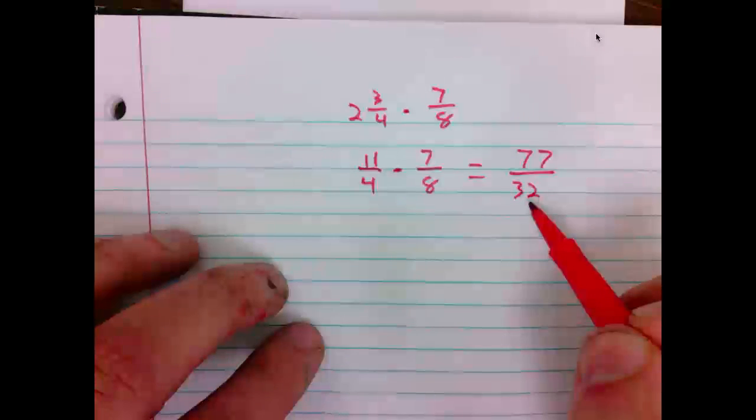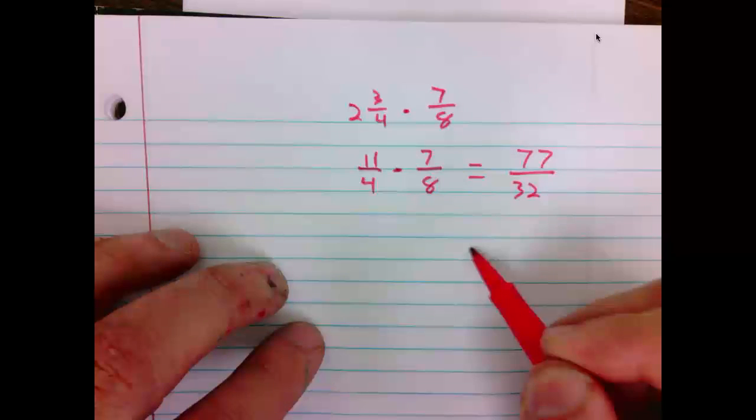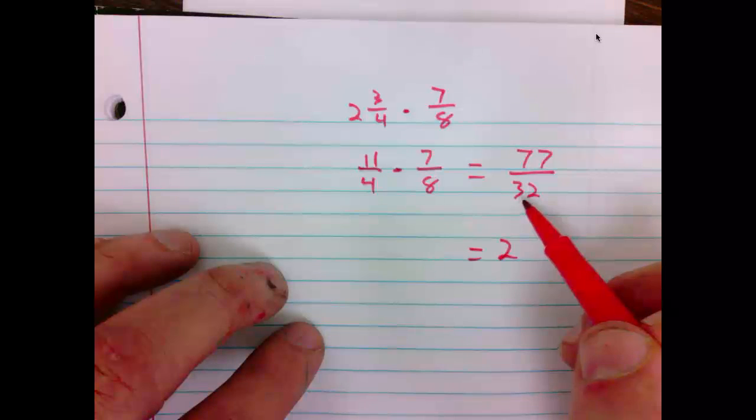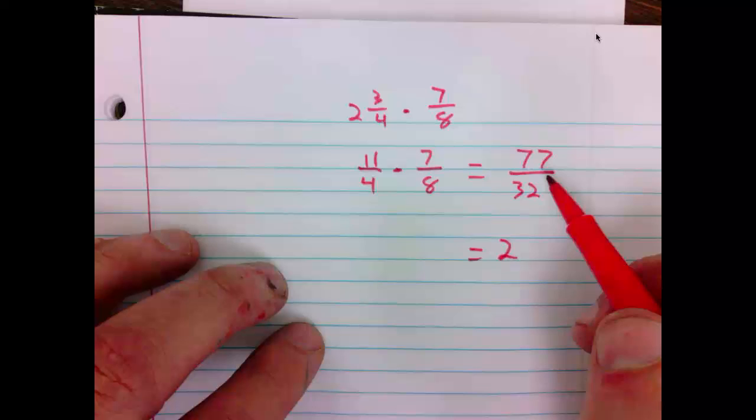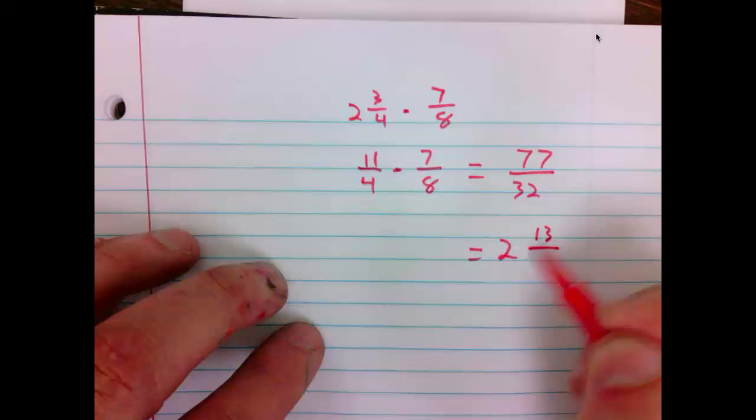Now we can reduce or simplify this. 32 will go into 77 2 whole times. 2 times 32 is 64. 77 minus 64 is 13. So it is 2 and 13 over 32.